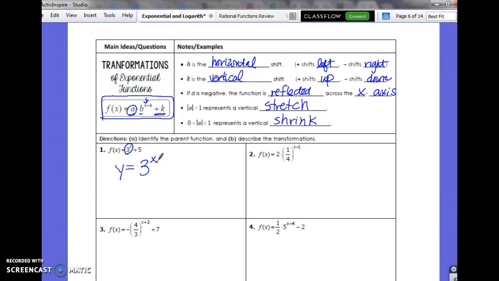And then to describe the transformations, what does that plus 5 do that's just been added on to the end? Good, up 5.